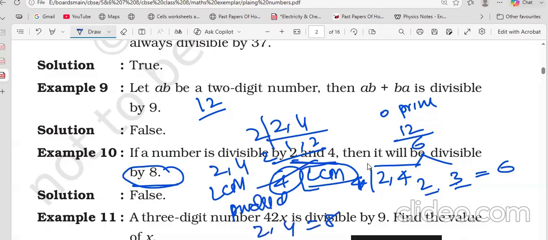Not 8. If 2 and 3 are co-prime, then if some number is divisible by 2 and 3, it will be divisible by the LCM, which is also the product, 6. So then there's no problem. I hope you understood.